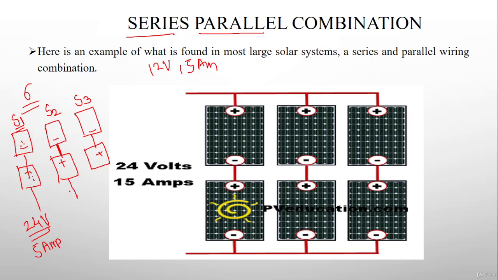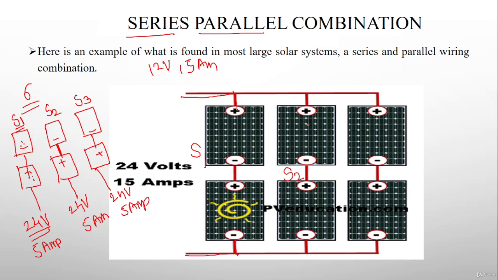Simultaneously, the output of string number 2 will also be 24 volt and the current will be 5 ampere. Similarly, for the third string, 24 volt and the current will be 5 ampere. Now, these 3 strings are going to be connected in parallel combination. So string number 1, which is your S1, positive we are combining with the help of the pre-assembled PV wire, and negative we are combining with the help of the pre-assembled PV wire.